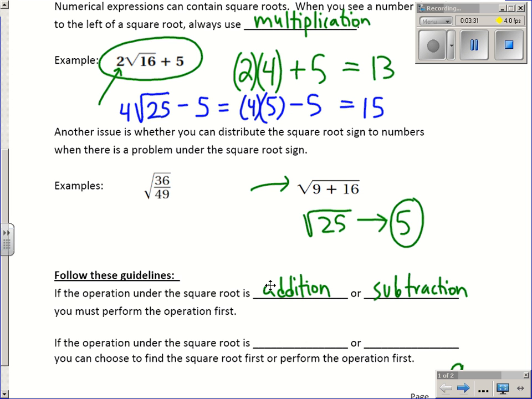If the operation under the square root is multiplication or division, though, then you can choose to find the square root first or perform the operation first. And I'll show you what we mean by that.